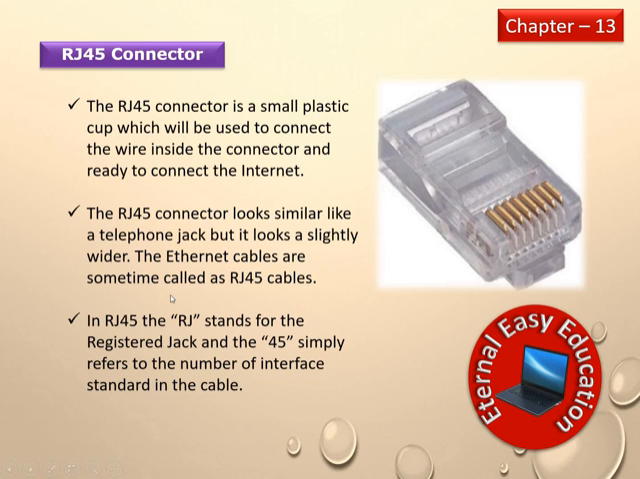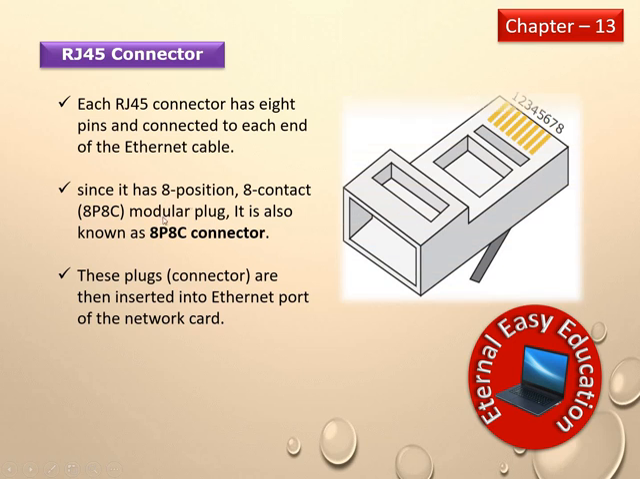The Ethernet cables are sometimes called RJ45 cables. So the RJ45, the RJ stands for registered jack and the 45 simply refers to the number of interface stands in the cable. So each RJ45 connector has 8 pins. Can you see the pins here? 1, 2, 3, 4, 5, 6, 7, 8.